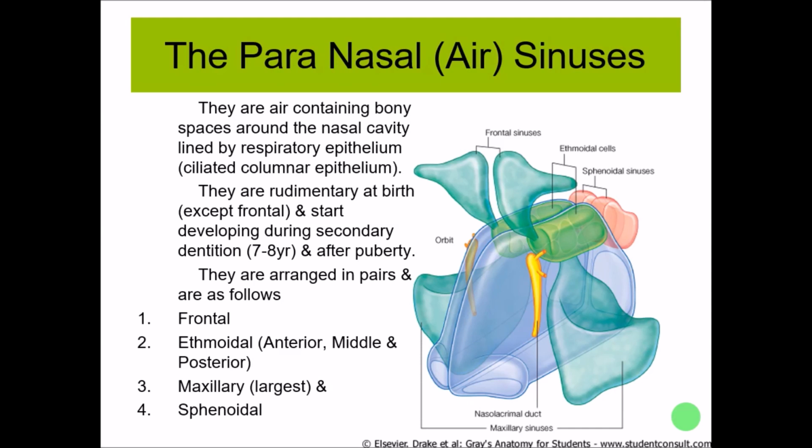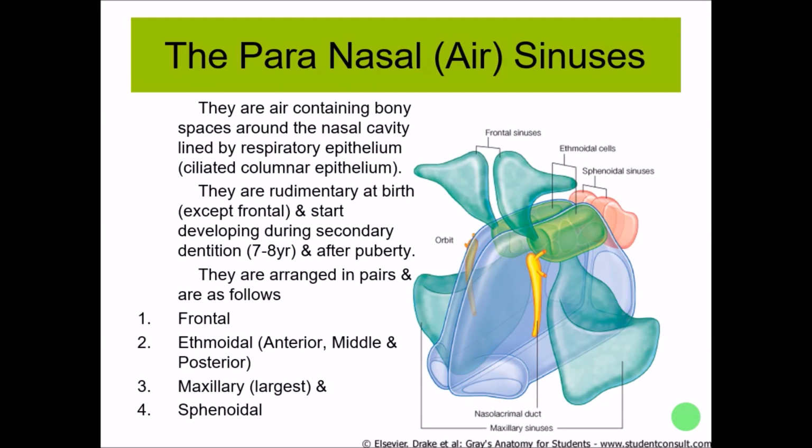These are nothing but the air containing bony spaces around the nasal cavity, and they are lined by respiratory epithelium, that is the ciliated columnar epithelium. So we can say they are an extension, an offshoot of the nasal cavity itself. They are extending from the nasal cavity. What is their function? We'll come to that later.